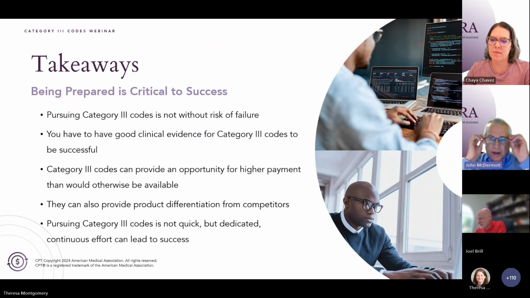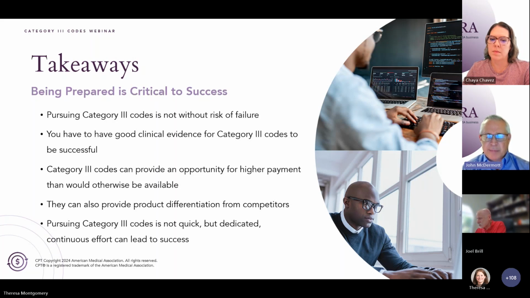So just a few takeaways, and then we'll have time for Q&A here. So, as I think you've heard us allude to, a Category 3 code is not without risk of failure. If you get it, it's not guaranteed that it's going to solve all of your problems. And as I just said a minute ago, you have to have good clinical evidence for this to be successful, because you are stepping out into the spotlight with a new code. Every payer is going to look at it and they're going to say, why should I cover this? You have to have a response to that. If you don't, then it's going to be a struggle.